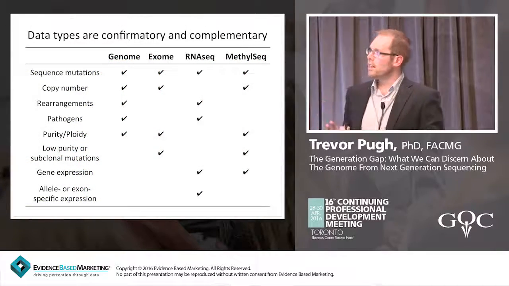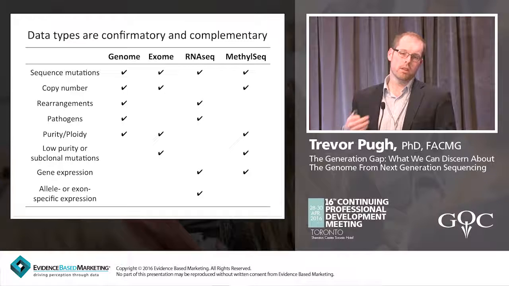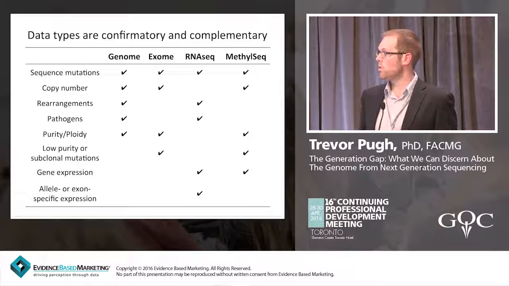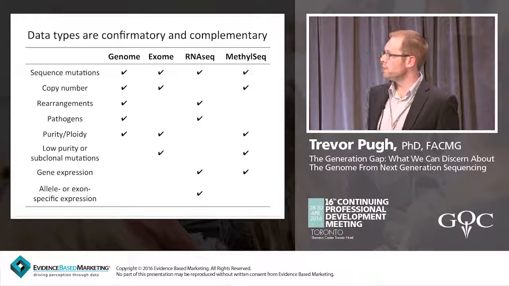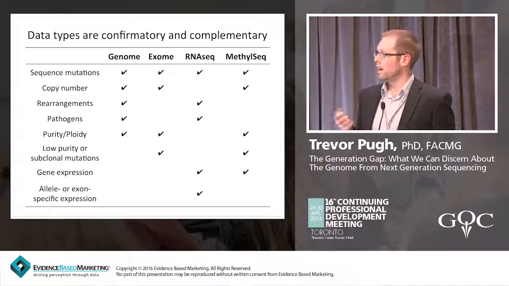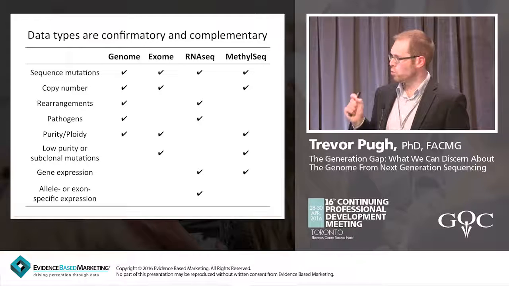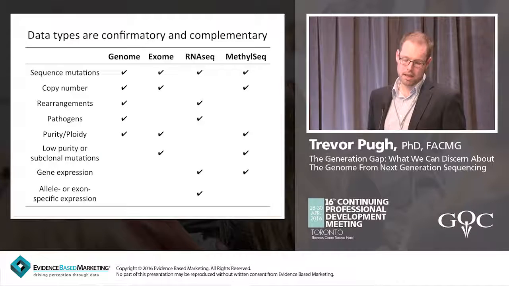And at the end of the day, all these data types are confirmatory and complementary. So there's not a one-stop shop to read out variation in the cancer genome. I've listed the 4 different types of assays that I've described today. Sequence mutations, something you can read out since we're doing sequencing on all of these platforms. Copy number by looking at changes in coverage, again, well suited to exome and genome sequencing, as well as methyl-seq. RNA-seq is much more suited to gene expression levels, rearrangements, pathogens. Really, RNA-seq is the only way to directly read out gene expression patterns, although these may be inferred indirectly by looking at methylation alterations.